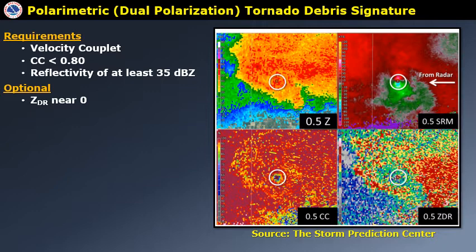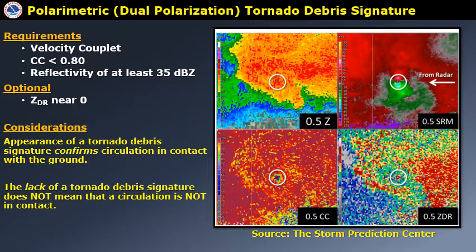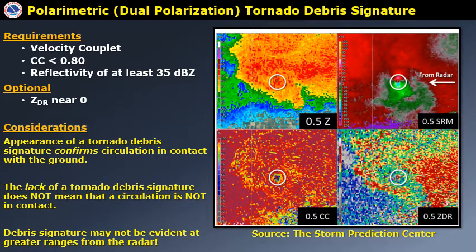One might ask, if there are pieces of wood being hurled about, why would the ZDR fall to near zero? This is because objects within the debris cloud will tend to tumble, and the effective shape is spherical to the radar. Note that the appearance of a tornado debris signature confirms the circulation is in contact with the ground. The lack of tornado debris signature does not mean that a circulation is not in contact with the ground. And also keep in mind that debris signatures may not be evident at greater ranges from the radar.